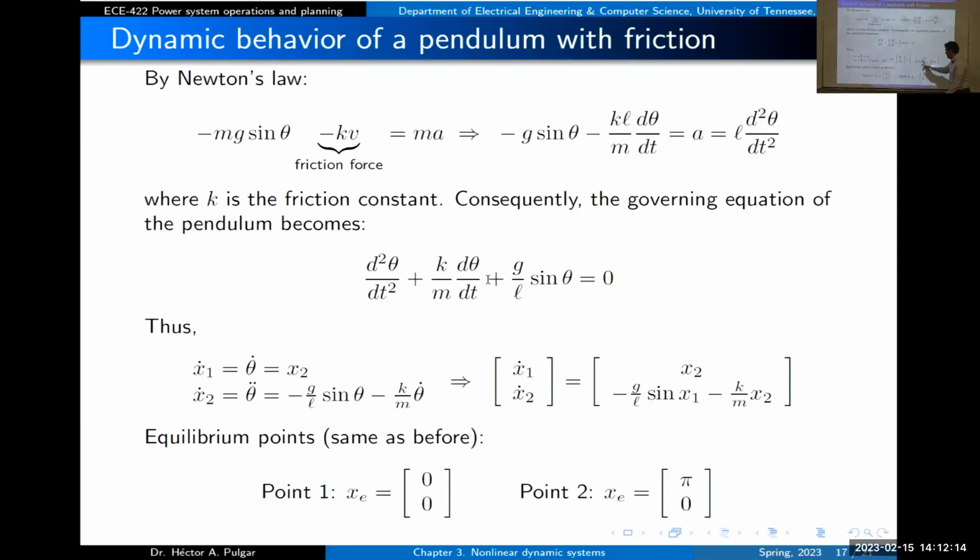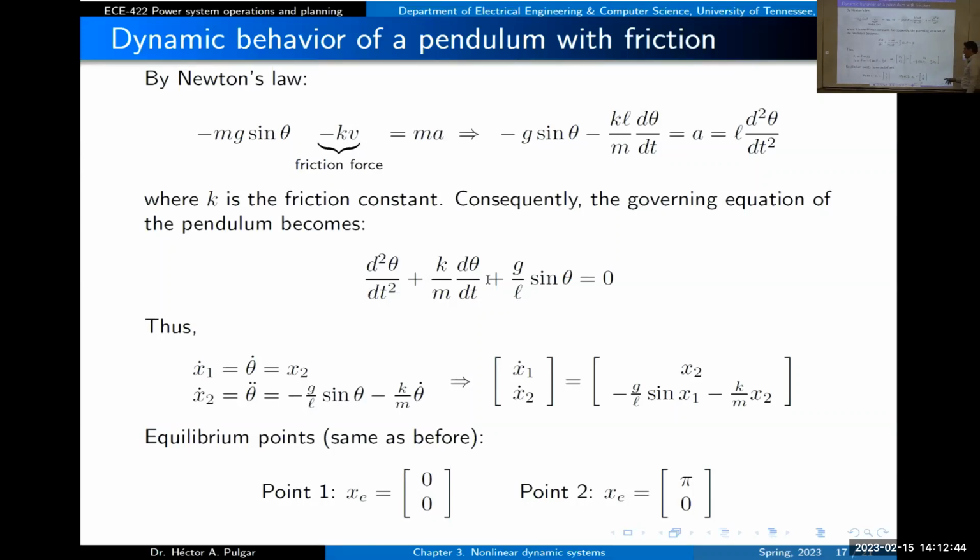Once again, the model is nonlinear because of this term. When this is 0, the speed is 0. That's one condition to have an equilibrium point. But if this is 0, this term will be 0 as well. So the equilibrium points do not change by adding this friction. Exactly the same equilibrium points as before. So we repeat the analysis now, but the model is different.